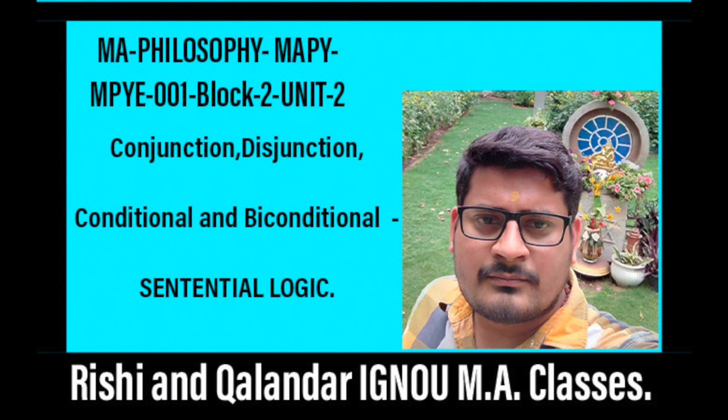Check your progress. Note: use the space provided for your answer. Number 1. If P is true, then Q is false. Then work out the values of the following statements. 1, P ⊃ (Q ⊃ P). Second, ~P ⊃ (P ⊃ P). 3, (P ⊃ Q) ≡ (~P ∨ Q).